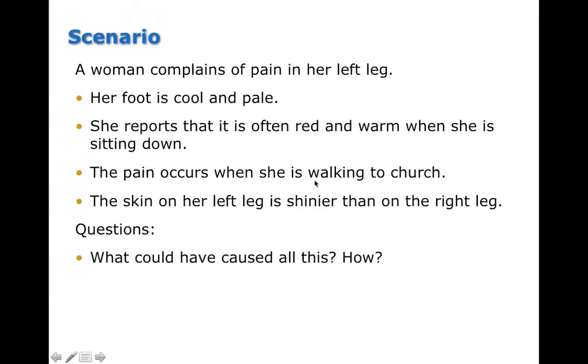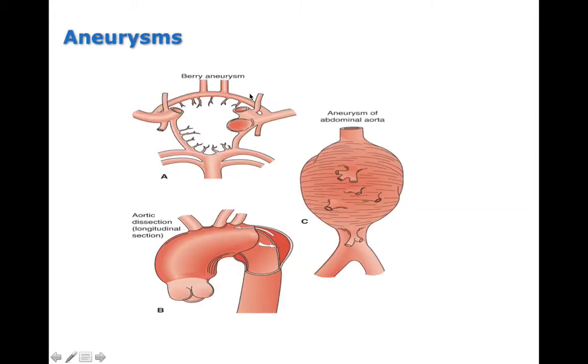Because of this disruption of blood flow, it can lead to the limb being cool and pale because it's not being well perfused. So the next type of blood vessel injury that can occur are the aneurysms. And aneurysms are a ballooning of a vessel.